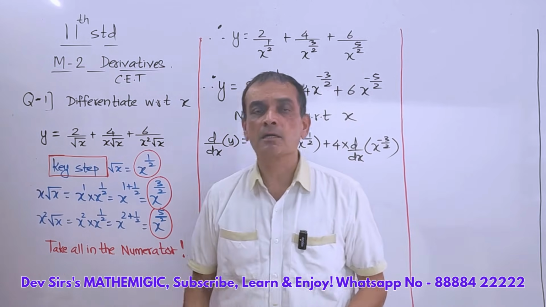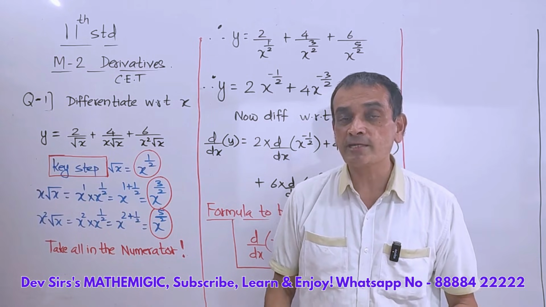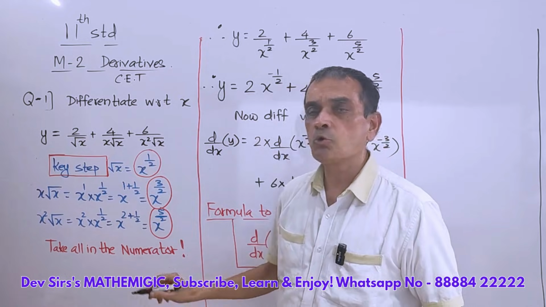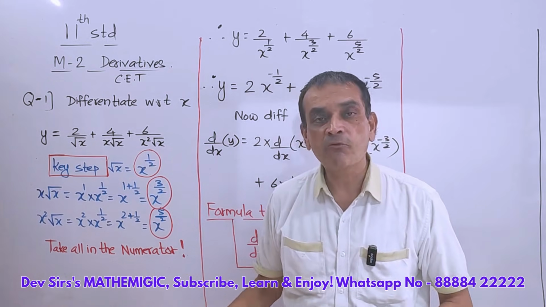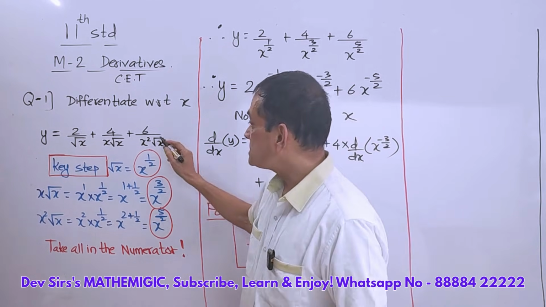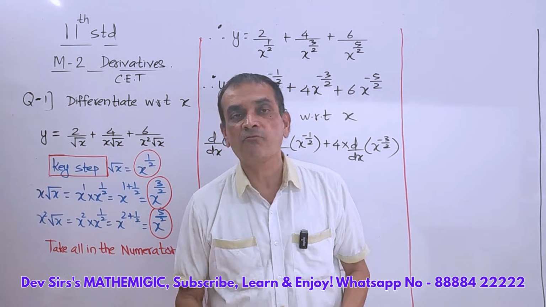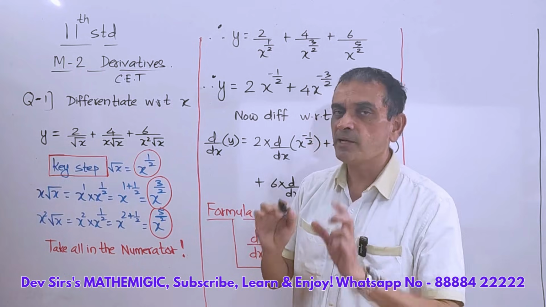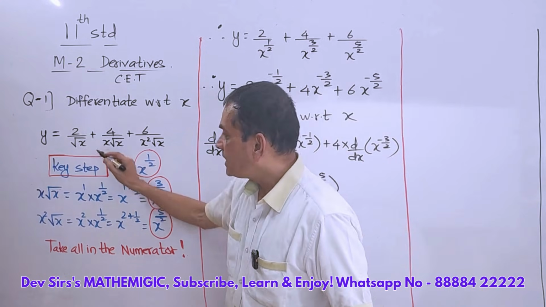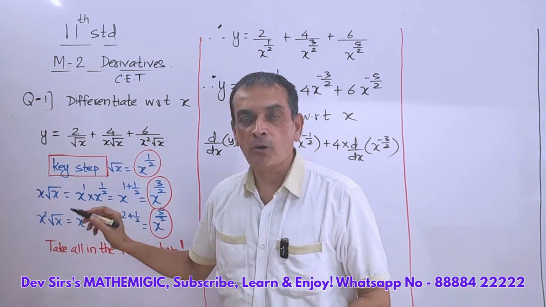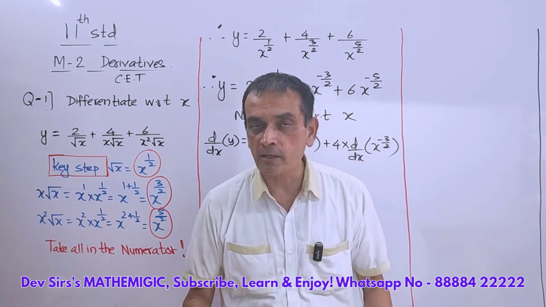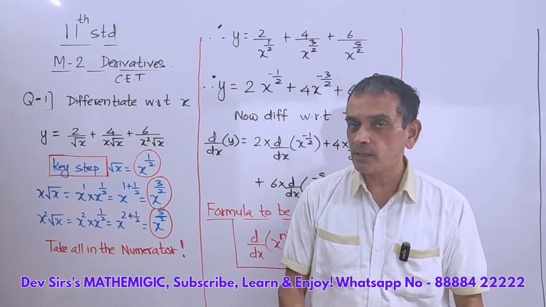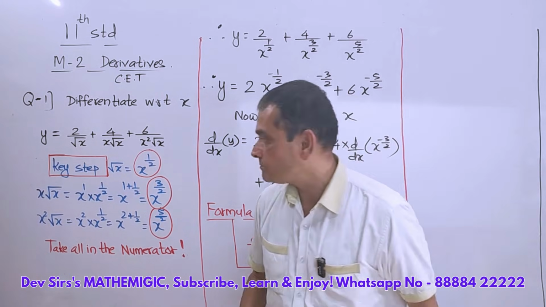Differentiate with respect to x. Now differentiate with respect to x means find the derivative. This is given. Y is equal to 2 upon root x plus 4 upon x root x plus 6 upon x squared root x. Find the derivative. Now look at the key step. As I had mentioned before, whatever x terms are there in the denominator should be taken in the numerator so as to be converted into a certain formula. Which formula, that we'll see in 2 minutes.